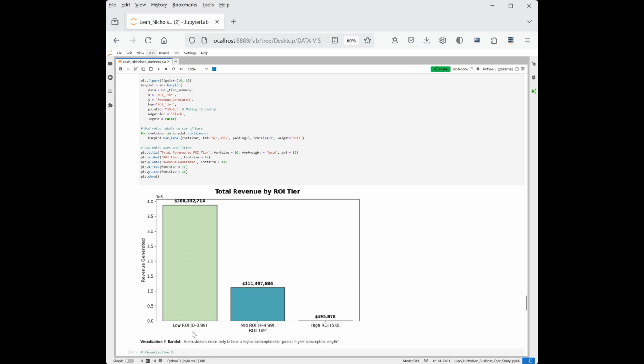The low return on investment brings in the most money, $388 million, whereas the highest return on investment actually pulls in around $500,000. So a pretty big difference. And then next we'll address question 2.